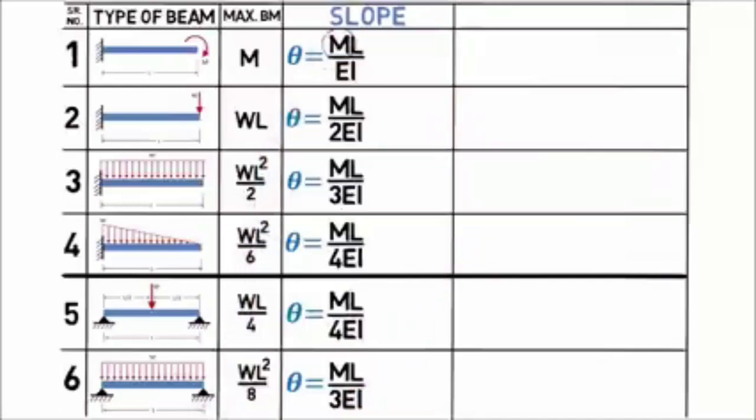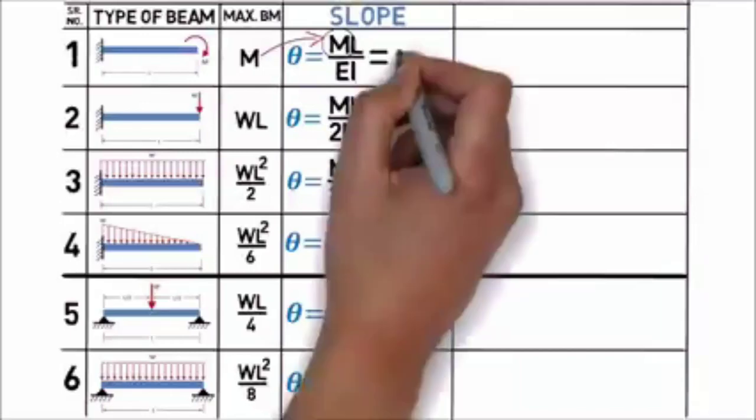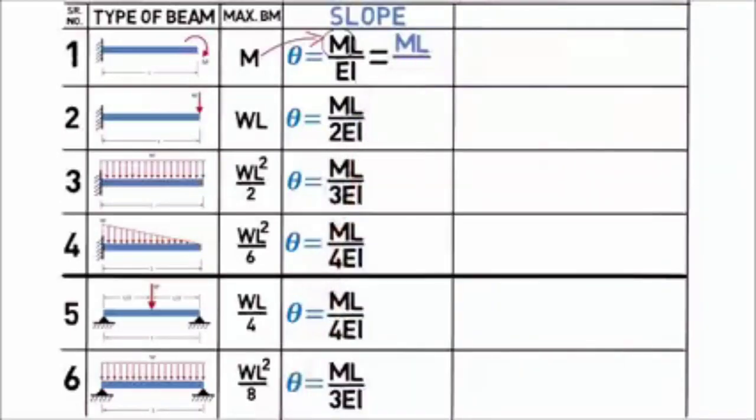Now the only thing you need to do is replace M with the maximum bending moment, which will give you the formula for slope. In the formula ML by EI, replace M by the maximum bending moment. So in the first case, M itself is the maximum bending moment, hence the slope of the first case will be ML by EI. In the second case, a cantilever beam carrying a point load at the free end, in the formula ML by 2EI, replace M by WL, so we get WL square by 2EI. For the third case, UDL, replace M by WL square by 2, so we get WL cube upon 6EI.